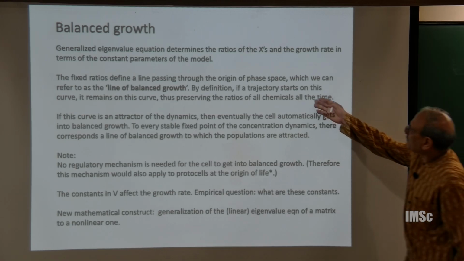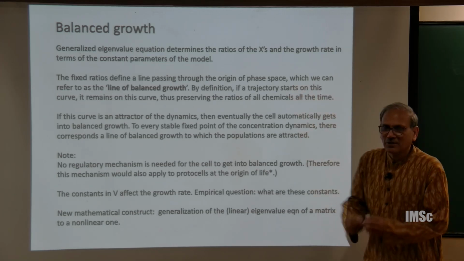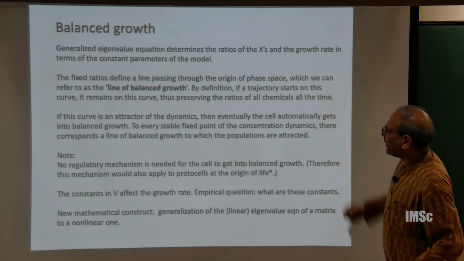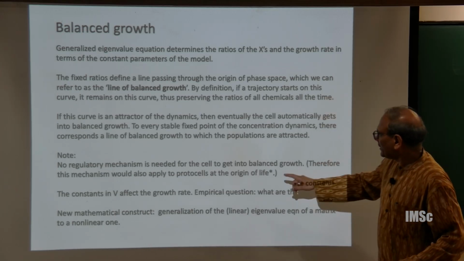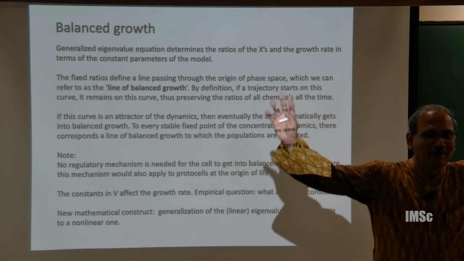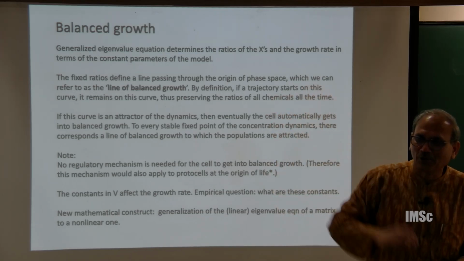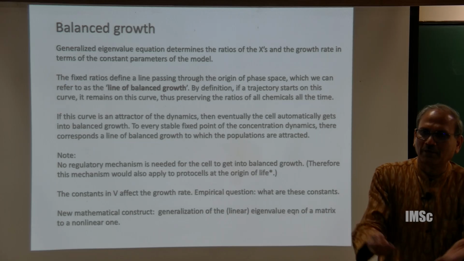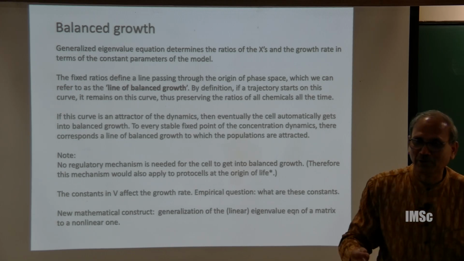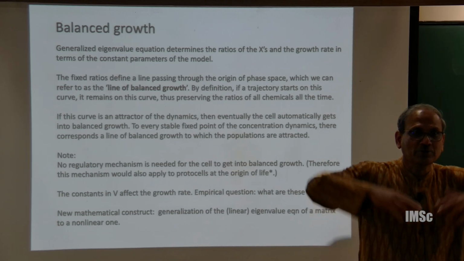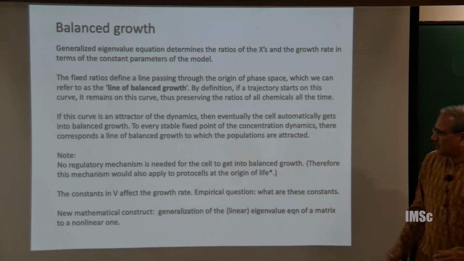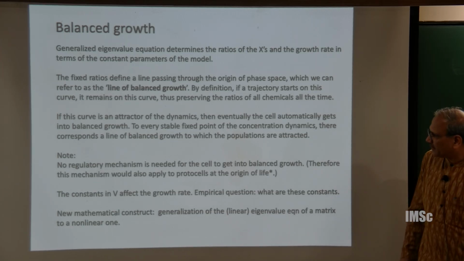I don't know if I have clearly explained this geometric picture in phase space. What has happened is that we have a line of balanced growth. The important thing that I want to emphasize is that we have not had to assume any regulatory mechanism to get us into exponential growth and balanced growth. These were just some chemical getting consumed, some other chemicals getting produced. There's no regulation about it. So without requiring any specific machinery, we are able to address the question of balanced growth.